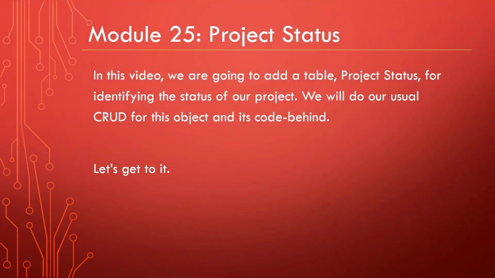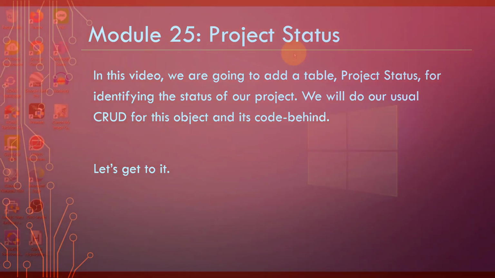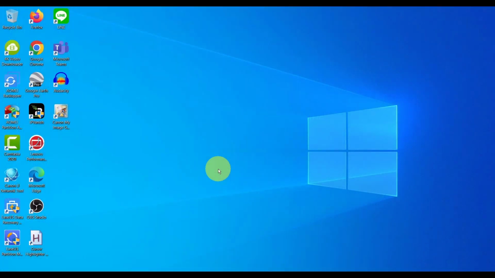In this video, we are going to add a table, project status, for identifying the status of our project. We will do our usual CRUD operations for this object and its code behind. Let's get to it.